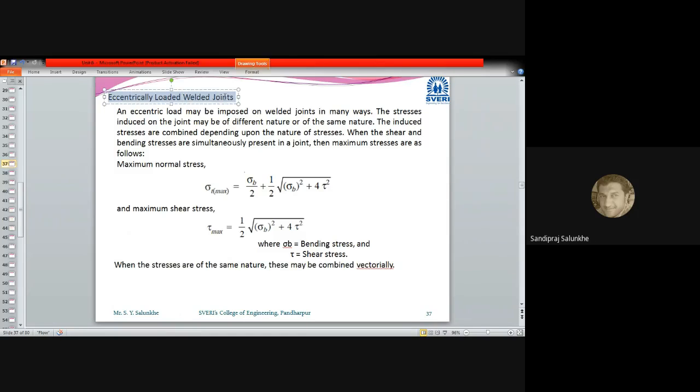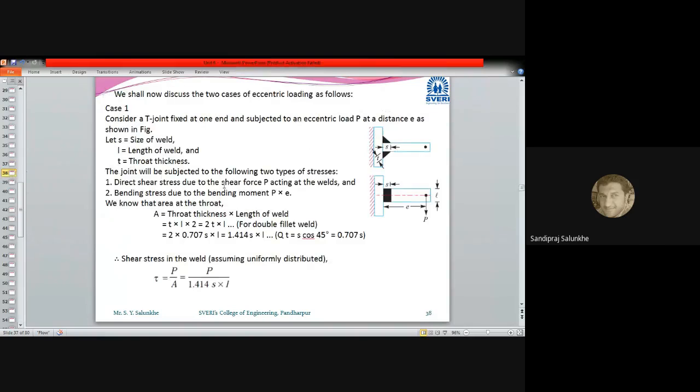We are going to consider the case of eccentric loading on the welded joint, because we have seen eccentric loading in the case of bolted joints, where we calculated how to find the dimensions of the bolt. Now here also we consider the situation where eccentric loading is created on a welded joint. Eccentric loading gives rise to both bending in the welded joint as well as tensile or shear.